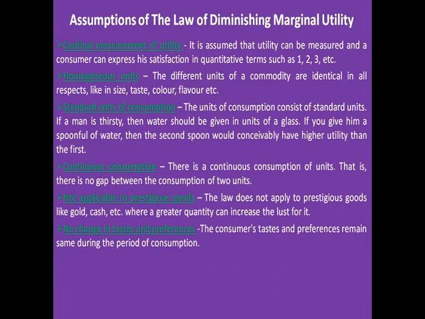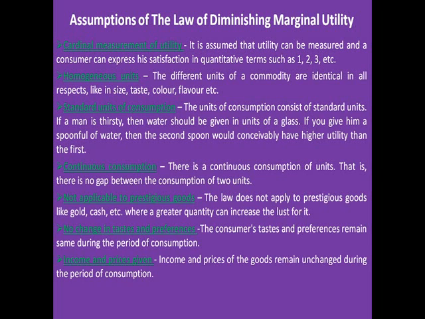Then no change in tastes and preferences. The consumer should continue with the same tastes and preferences during the period of consumption. There should not be any alteration in the taste and preference of the consumer, otherwise this law will not be operative. Another assumption is that income and prices are given, that is, the income of the consumer and the prices of the commodity should remain the same during the period of consumption. There should not be any change in the income and prices of the goods.